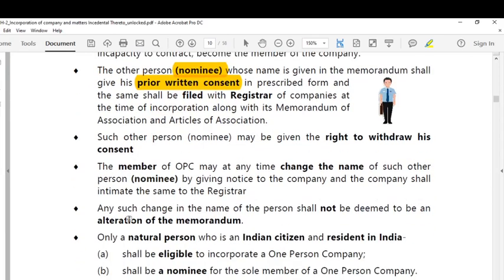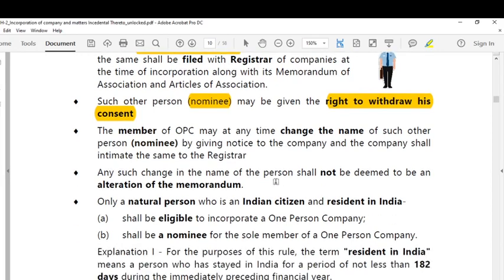And the third special feature is that the nominee has a right to withdraw his consent at any time. So once a nominee gives his consent to continue as the other person to an OPC, he can exercise the right to withdraw his consent to continue as the other person to an OPC during the course of business. So that is the third special provision.